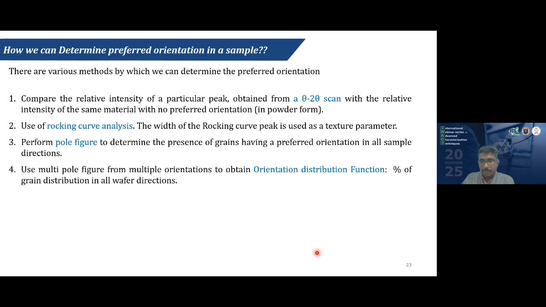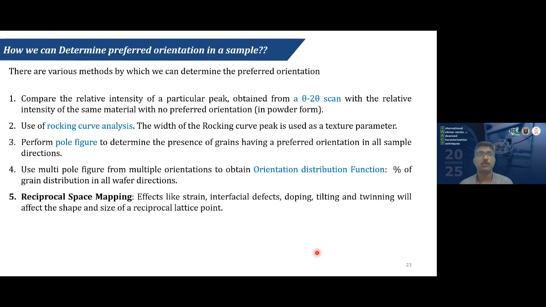And another method is to use multiple pole figures to determine the orientation distribution function. The orientation distribution function is actually a three-dimensional mathematical function, which can be obtained from the reciprocal space mapping. Another method is to use reciprocal space mapping, through which we can determine the strain in the thin film, interfacial defects, doping, tilting, and twinning in the crystallites that can be determined easily.